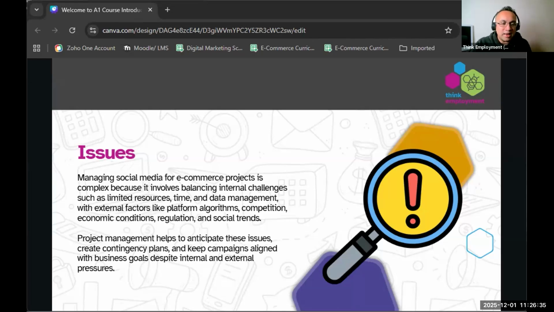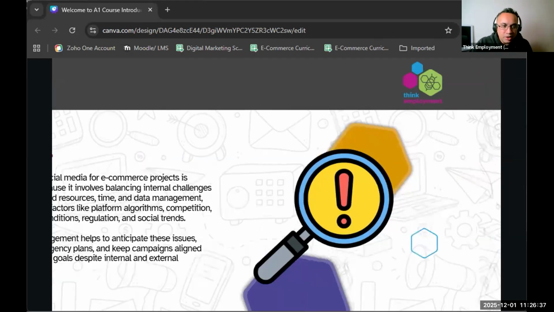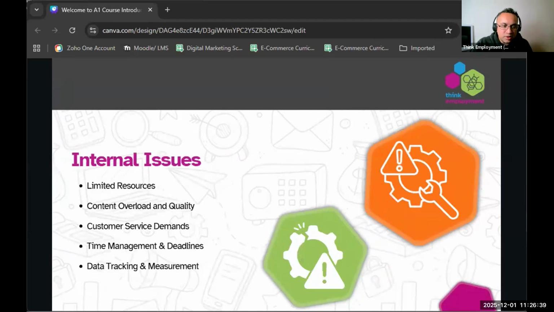Okay, so it helps you plan. So internal issues: limited resources, content overload and quality, customer service demands, time management and deadlines. These are all things that we can control. Okay, we can control in some form or another. We can improvise. If we've got limited resources, we can basically work with those limited resources.